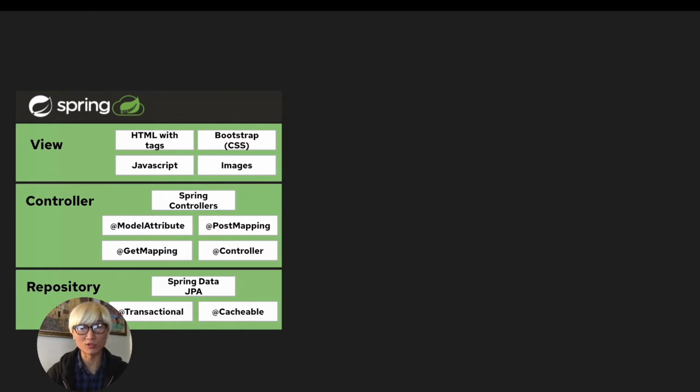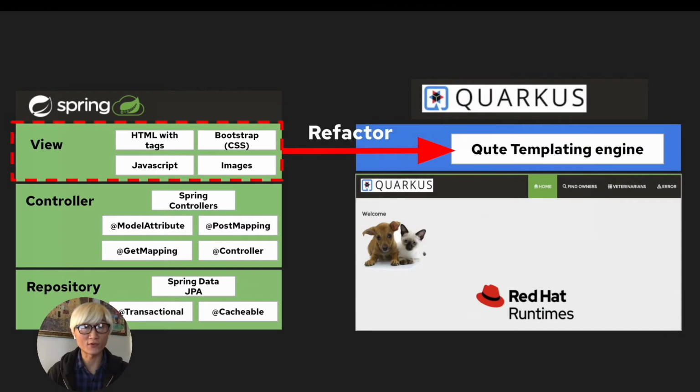We're going to use the most popular Spring Boot application, PetClinic. As you can see, the PetClinic application is built on the MVC pattern, with a view as the presentation layer, a controller, and a repository for the persistence layer. In this video, we're going to focus more on the presentation layer, and how to refactor it to a Quarkus application based on the Qute templating engine. Let's get started.